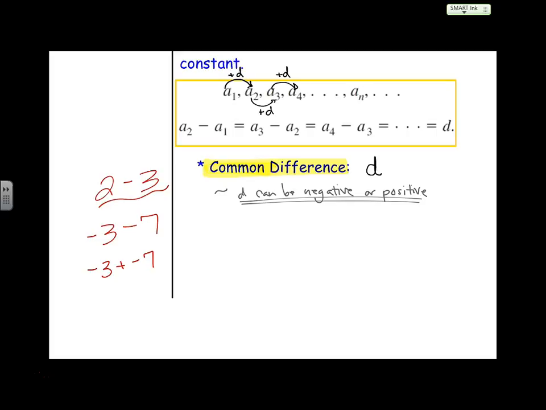Negative 3 plus negative 7. This is the exact same thing, and most of our brains can better process this one. What's negative 3 plus negative 7? Negative 10. Easy. If only you were taught subtraction was addition of a negative way back when. Maybe you were and you just forgot.